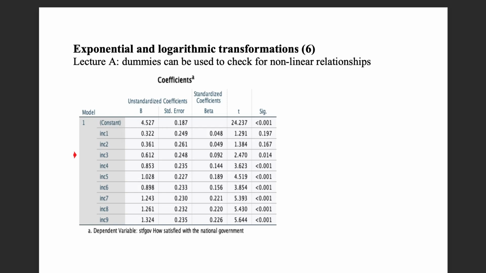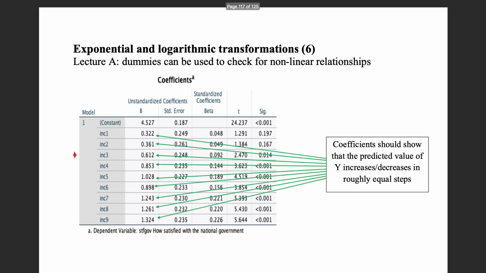Well, because I wanted to check, does it make sense to use a linear effect for income? Because if it makes sense to have a linear effect for income, that means that every step on the income scale should lead to the same increase in the predicted value on satisfaction with the national government. And because I now created dummy variables, I can check whether it's actually the case in my data.